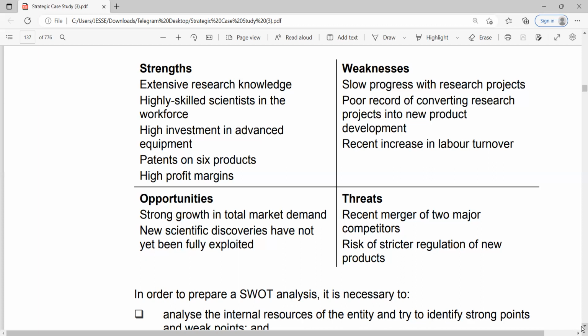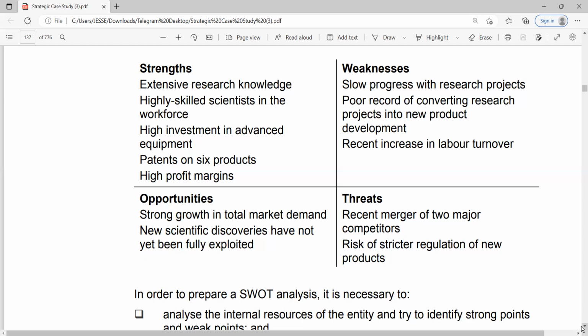Then opportunities and threats exist in the external environment. So here you are looking outside the entity into the external environment. For opportunities, you are looking at strong growth in total market demand. This is in the external environment. If there's a growth in demand in the market, that's an opportunity, right? Because you can take advantage of that. New scientific discoveries exist in the external environment that have not been fully exploited.